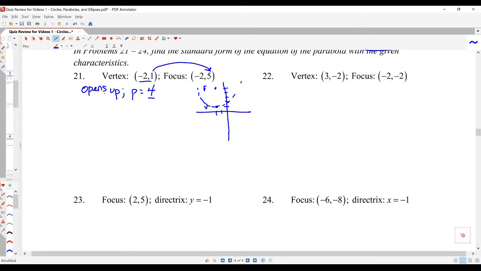So because it's opening up, it's going to be x minus -2 squared equals 4 times p times y minus 1. So I have (x + 2) squared equals 16 times (y - 1).